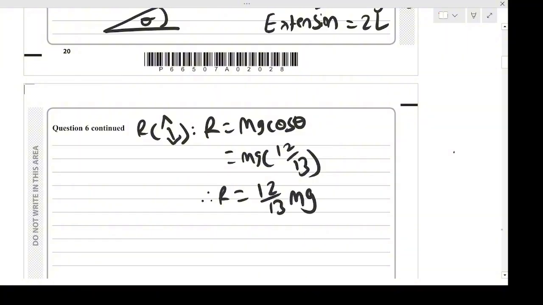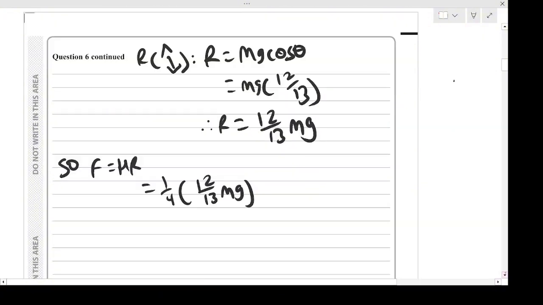And now we can work out what friction F is, because F is mu R. That's going to be a quarter for mu, times this 12/13 mg for R. If we work that out, that simplifies to 3/13 mg. And that's my friction force.